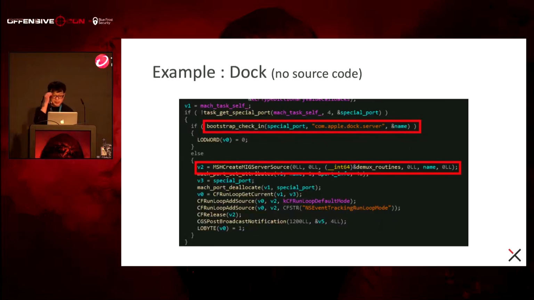The thing you're usually looking for is the large function table, which enumerates all the MIG functions. And to find that, the best starting point would be to find the place where the IPC endpoint is being registered. In this picture, the IPC service is checking into launchd with bootstrap_check_in. And a couple lines below, the MIG function table is being registered by the mig_create_server_source function.